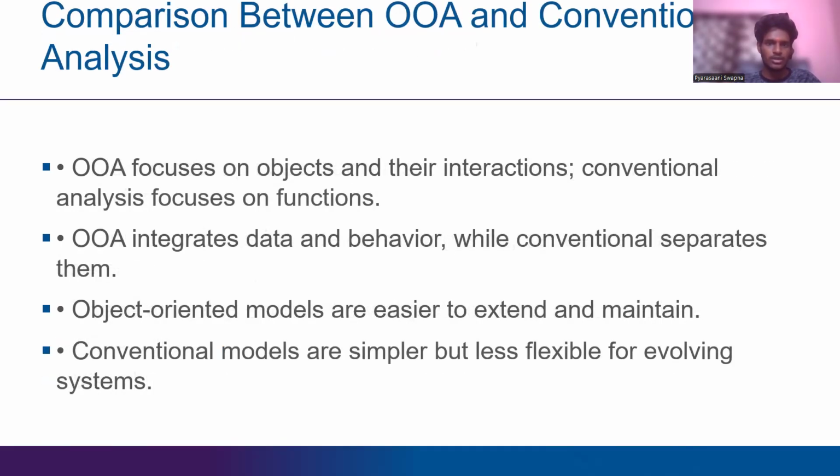OOA focuses on objects and their interactions. Conventional analysis focuses on functions. OOA integrates data and behavior while conventional analysis separates them. Object-oriented models are easier to extend and maintain. The conventional models are simpler but not flexible for evolving systems.